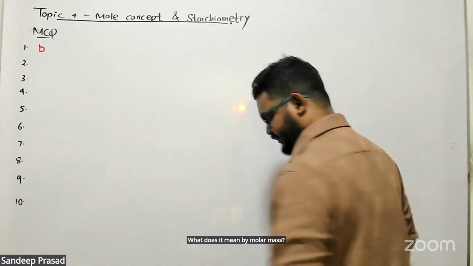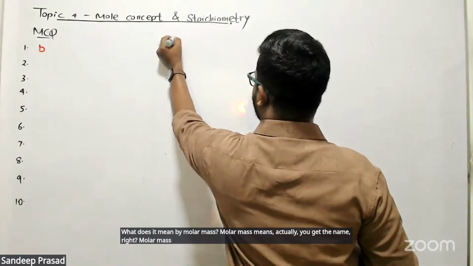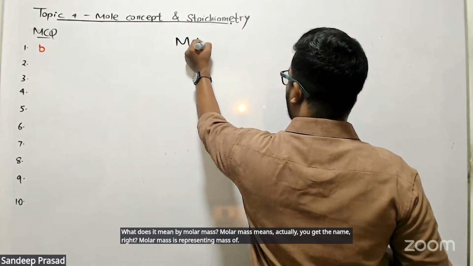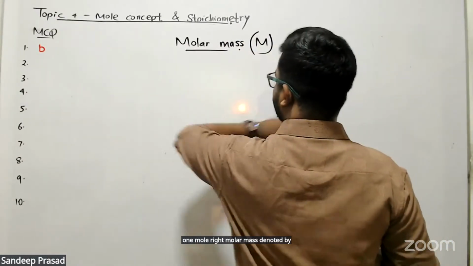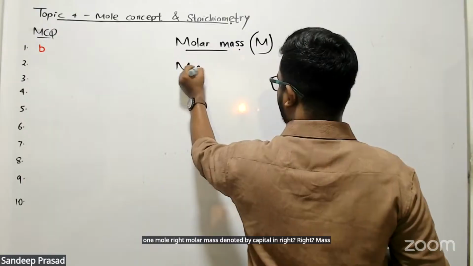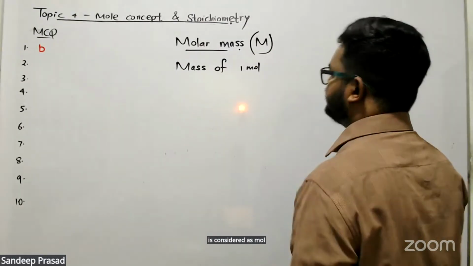Molar mass means, actually, you get the name, right? Molar mass represents the mass of 1 mole. Molar mass is denoted by capital M. The mass of 1 mole is considered as molar mass.